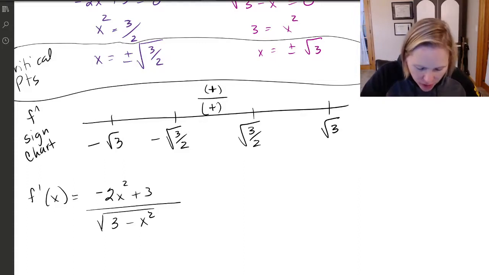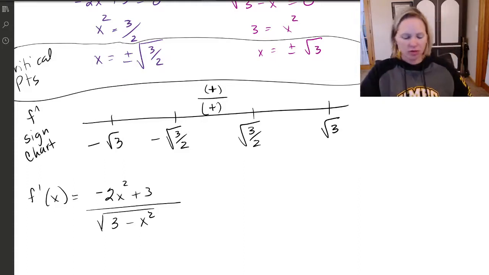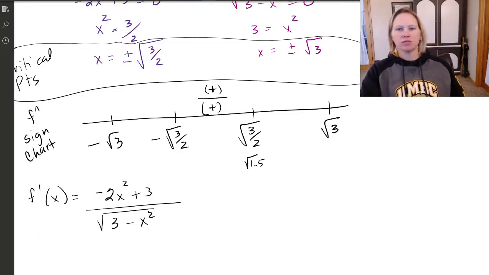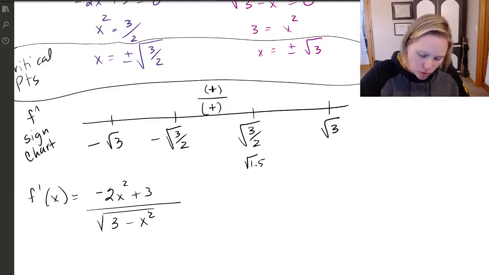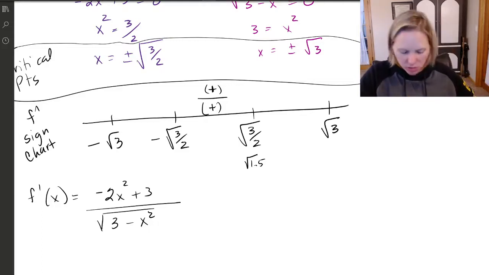So now I'm going to go over here in between. Now, this is weird. So here's the deal, you guys. 3 halves, this is the square root of 1.5 and the square root of 3. So what number is in between? How about the square root of 2? So square root of 2, let's do that.